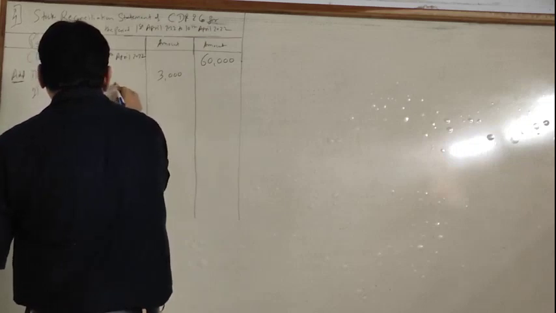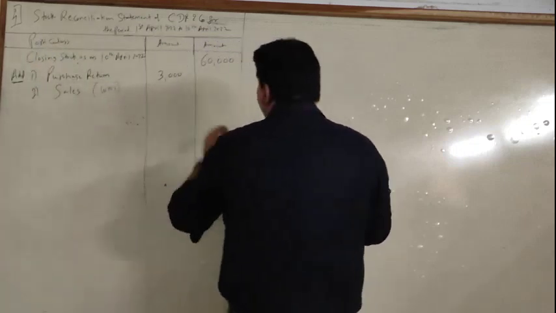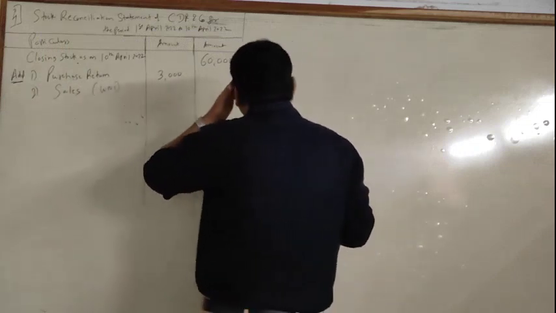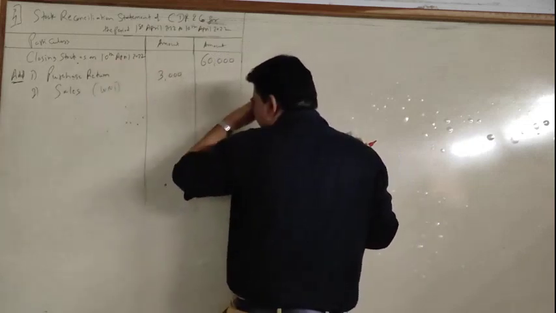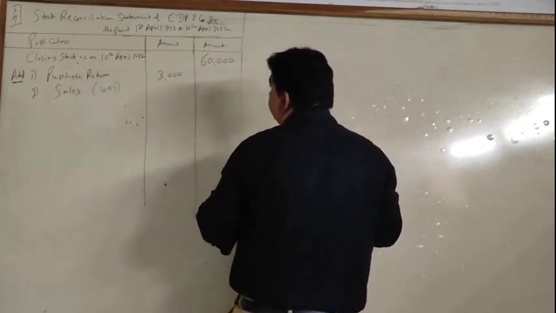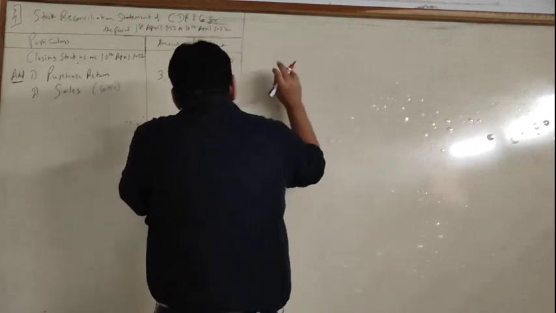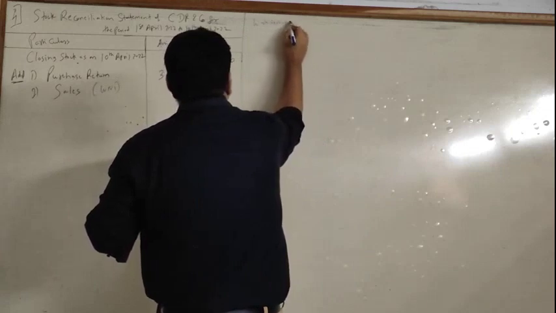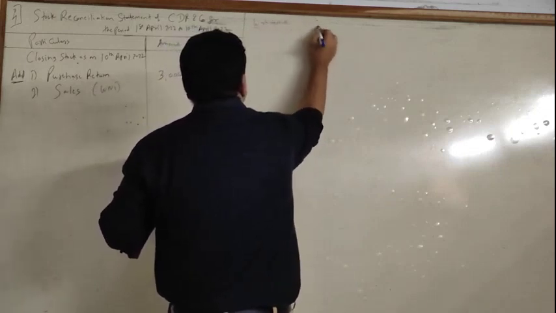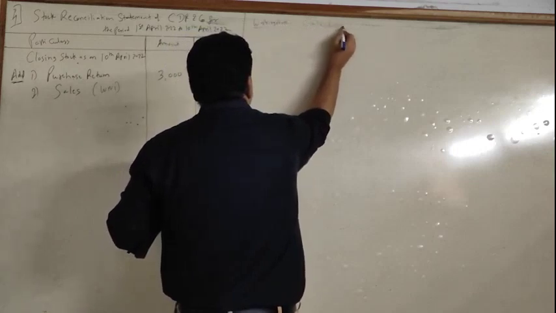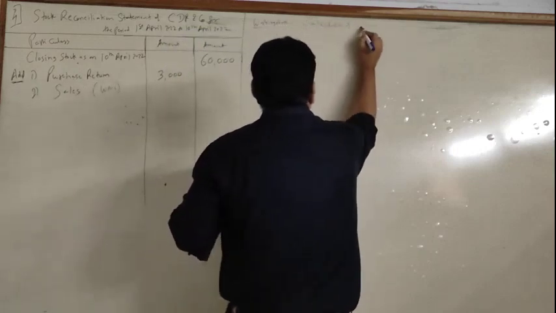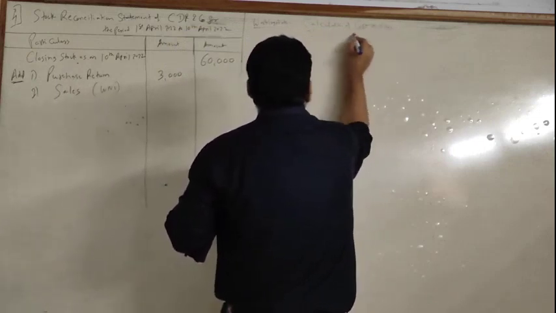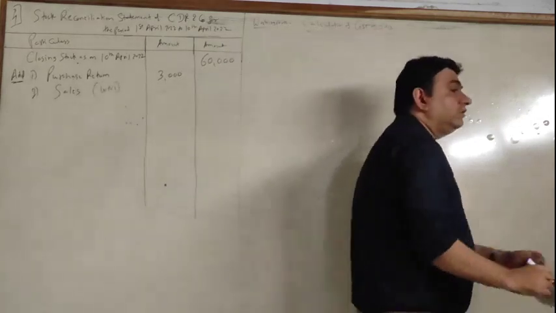So we will make a working note. In brackets, write working note number 1. Again, I repeat, why we are making the working note. The reason is in the previous sum the percentage of profit was on sales. Now it is on cost. Working note number 1. Calculation of cost of sales.